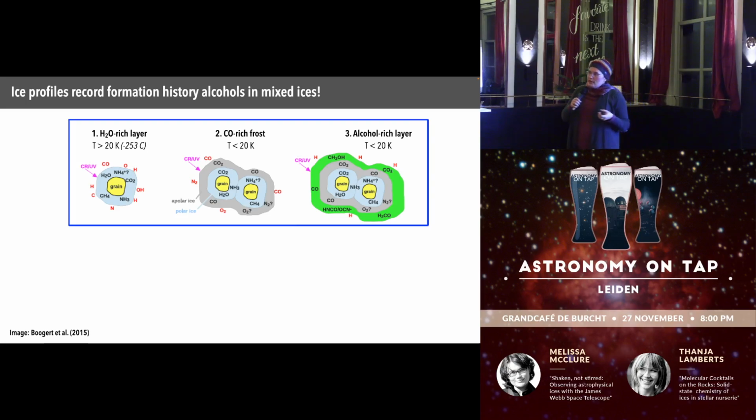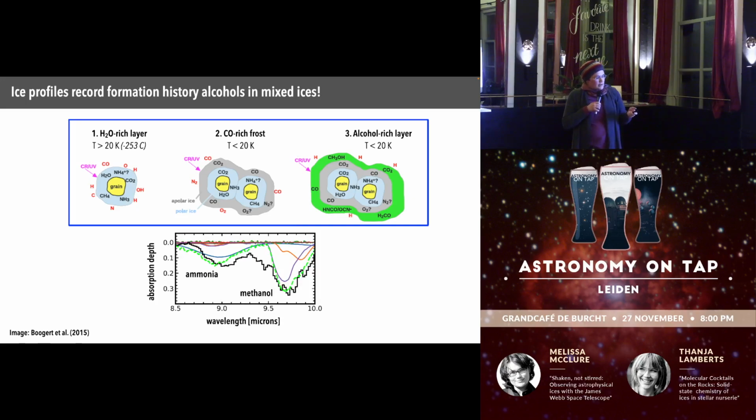So this is the traditional view that we have of how ices form on grains. But we actually looked at the alcohol that we saw in that spectrum that I just showed you. And because JWST is so technically fabulous, you can get a really distinct shape to the ice feature. It's not just a simple blob. It actually has some structure in it.